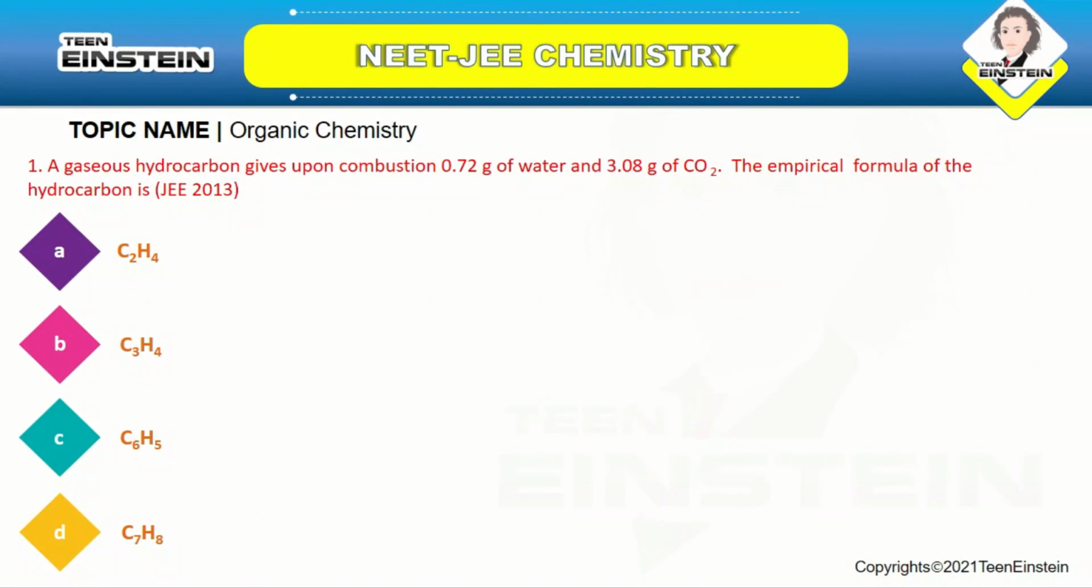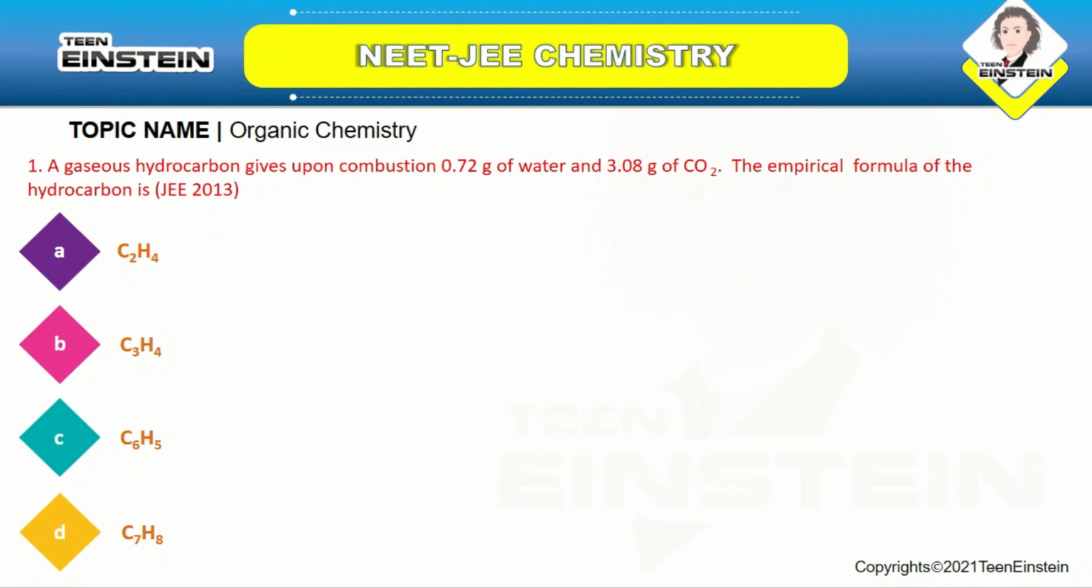A gaseous hydrocarbon gives upon combustion 0.72 gram of water and 3.08 gram of carbon dioxide. So the empirical formula of the hydrocarbon is here. In the question they gave the combustion products, 0.72 gram of water and 3.08 gram of carbon dioxide. We want to find out the formula of the hydrocarbon. So we know the number of moles of product in the reaction.